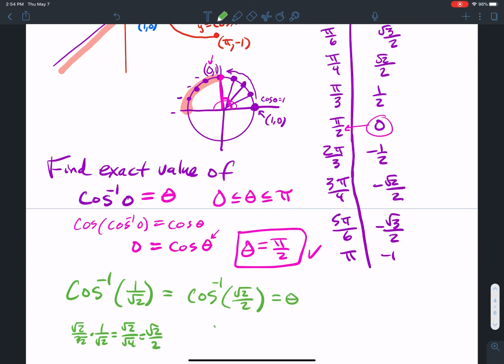Then that means square root 2 over 2 is equal to the cosine of theta. What theta can I plug in to get square root 2 over 2? Well, if I plug in pi over 4, then I get square root 2 over 2. And this is between 0 and pi, so we're good to go.